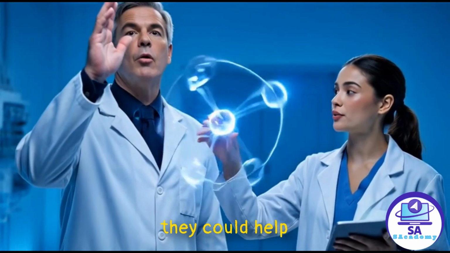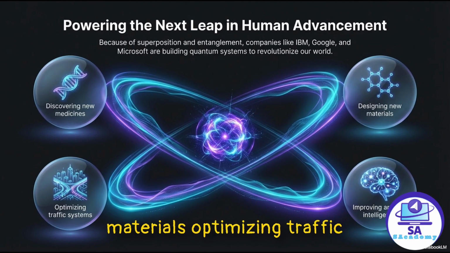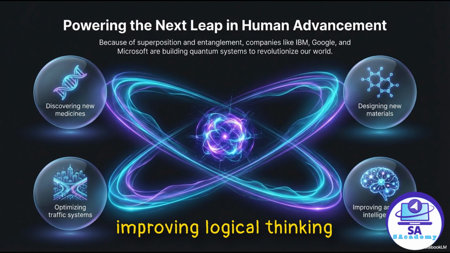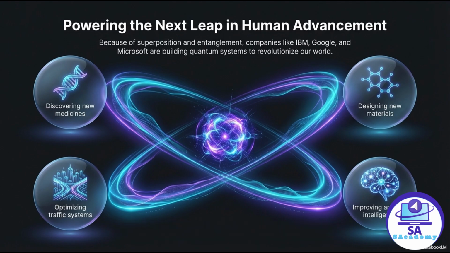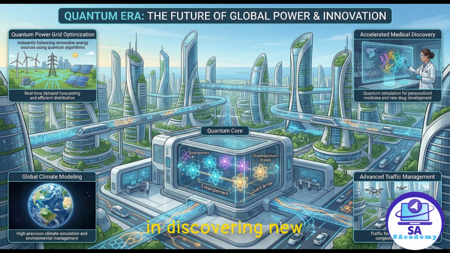Scientists believe they could help in discovering new medicines and drugs, designing new materials, optimizing traffic systems in a very large city, improving the logical thinking of artificial intelligence, and even discovering new gene structures in medical sciences. Companies like IBM, Google, and Microsoft are already building quantum computers.